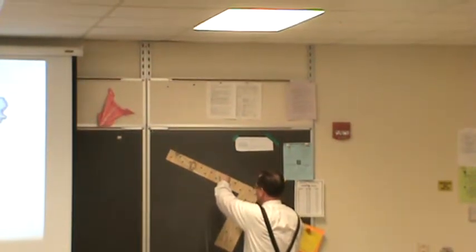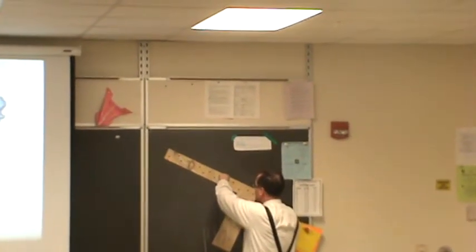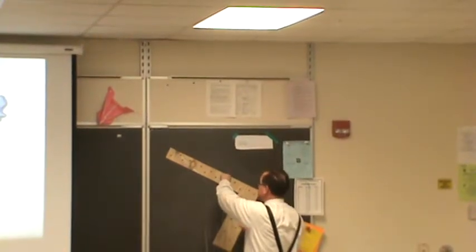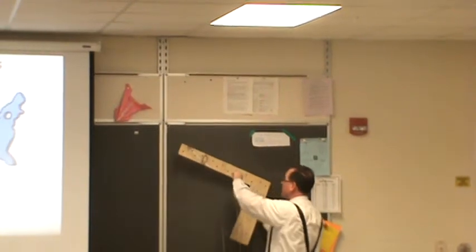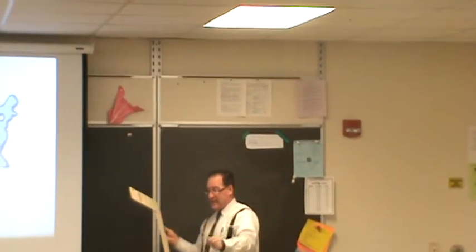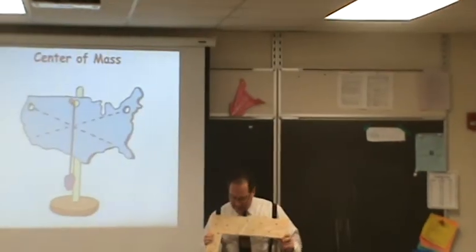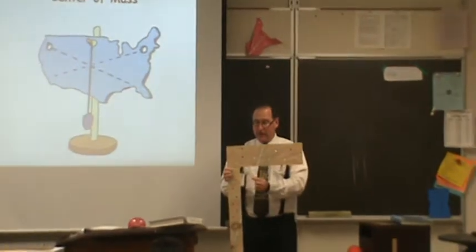Gang, I have a question for you. Where those two lines intersect, guess what, gang? There are no particles there. It's outside the object's geometrical boundaries. This brings up a very, very important point: the center of mass doesn't have to be where there is mass. It doesn't have to be where there is stuff. For this one, it's located right about here-ish.